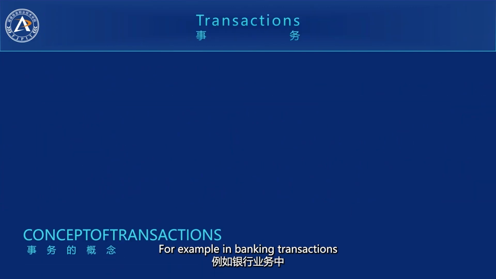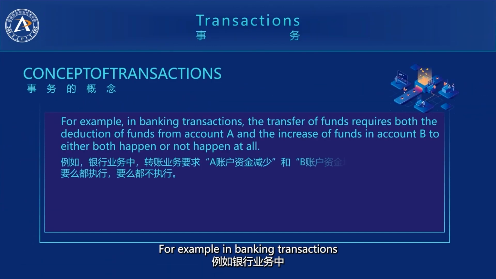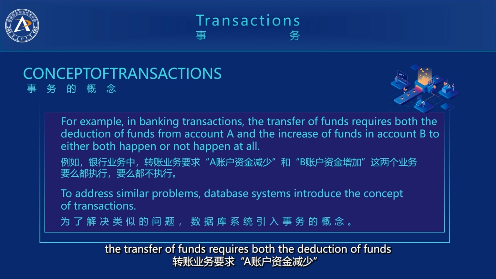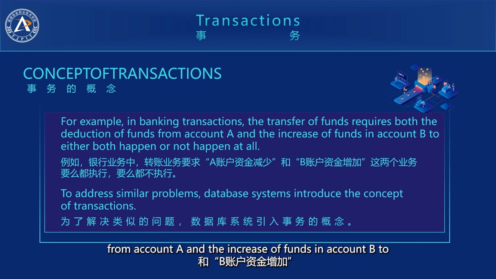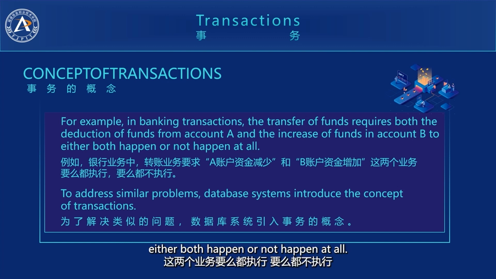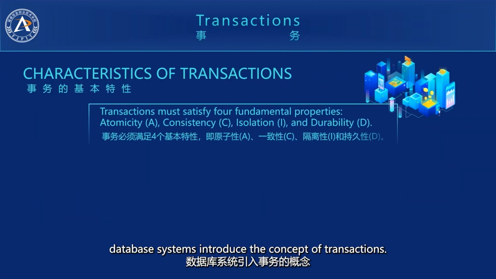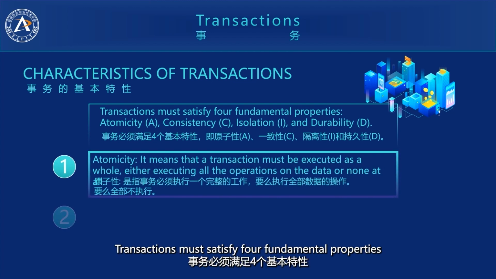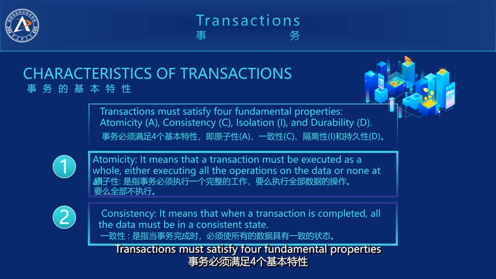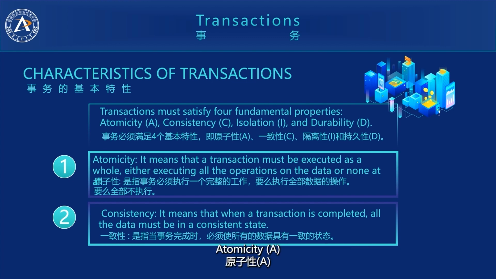For example, in banking transactions, the transfer of funds requires both the deduction of funds from account A and the increase of funds in account B to either both happen or not happen at all. To address similar problems, database systems introduce the concept of transactions. Transactions must satisfy 4 fundamental properties: atomicity A, consistency C, isolation I, and durability D.